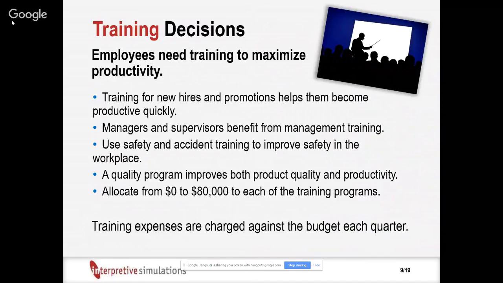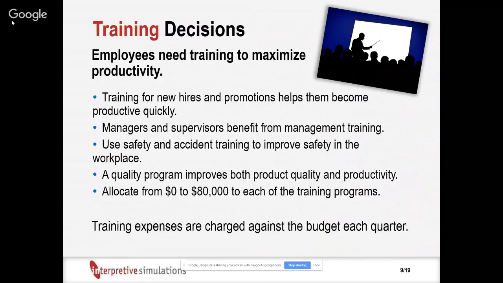Now, when you hire managers or supervisors, they do benefit from having management training. You do have to take into consideration that there are other programs that you can include for training, such as safety and accident. There's also one for sexual harassment, because in the simulation, you may be hit with an employee who says something about sexual harassment. You may have an incident of that nature. And in that case, you need to make sure that all of your people know about sexual harassment.